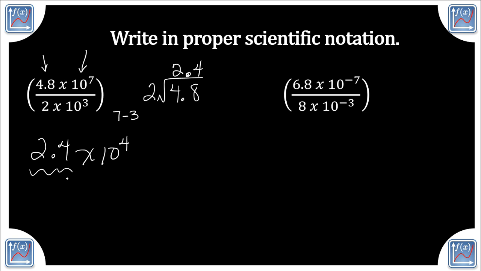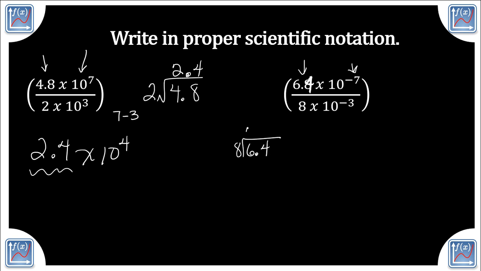2.4 is between 1 and 10 on the number line, so we do not have to modify anything. We're good to go there. Our next example, we are going to divide coefficients and subtract our exponents, top minus the bottom. So when we're dividing here, 6.8 divided by 8. And I'm going to change this. I think this should have been 6.4. So let's change that right quick. 6.4. So we have 8 divided into 6.4.